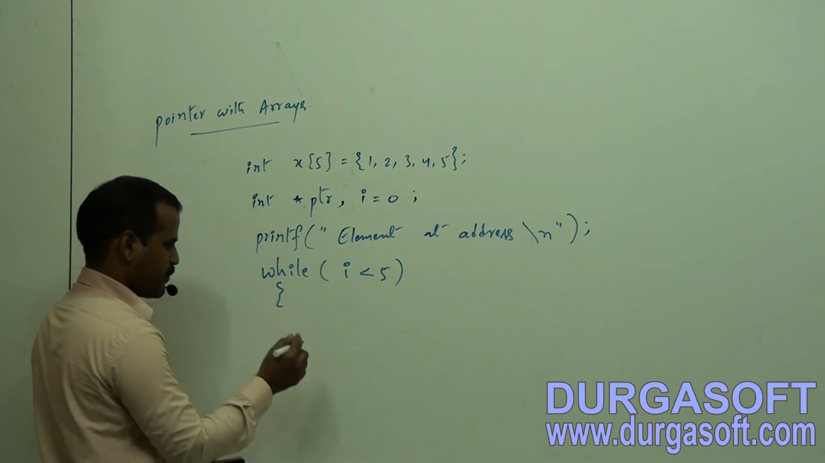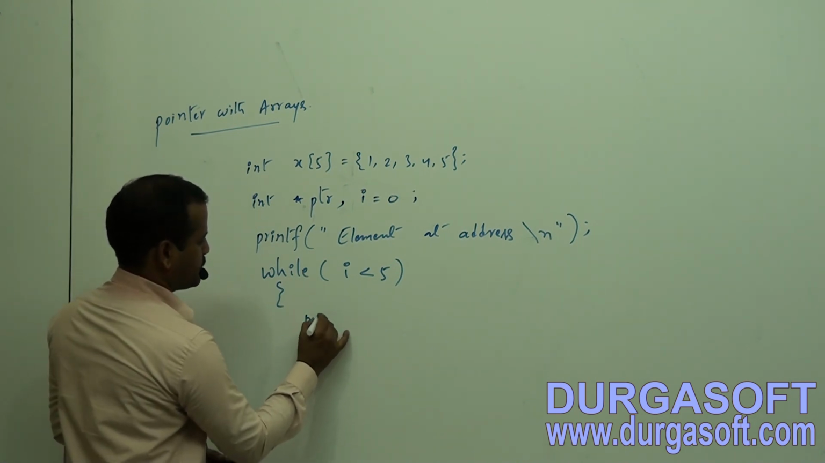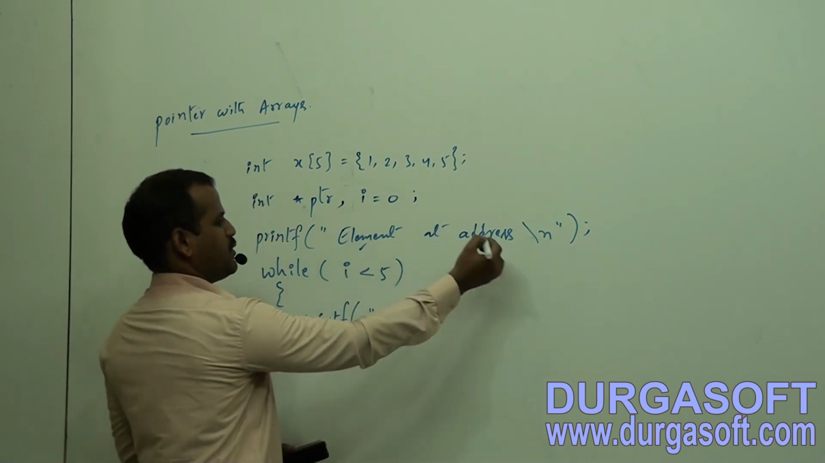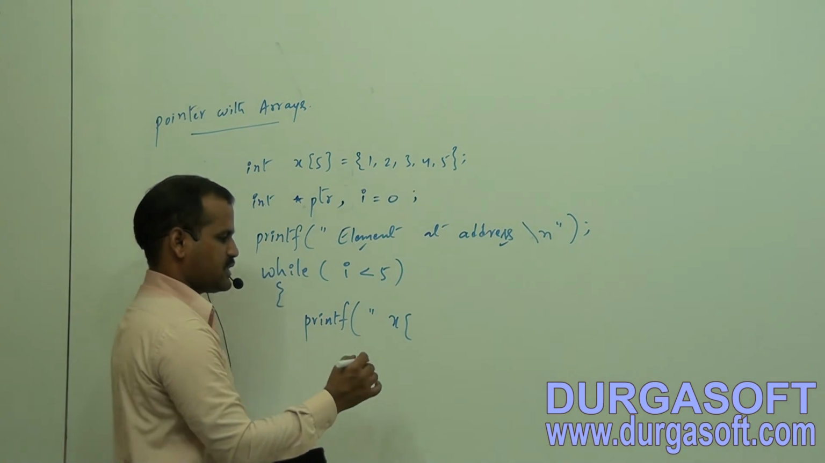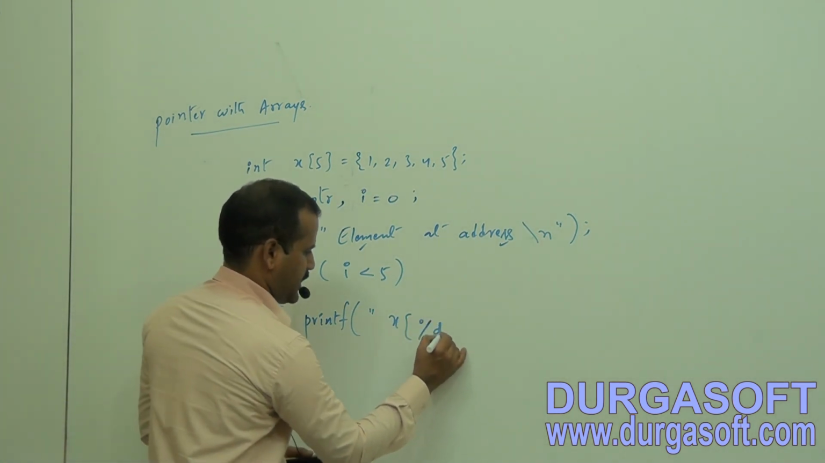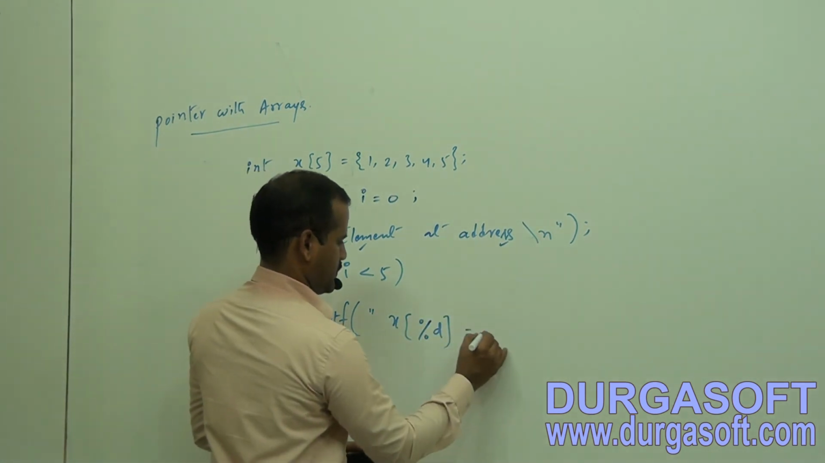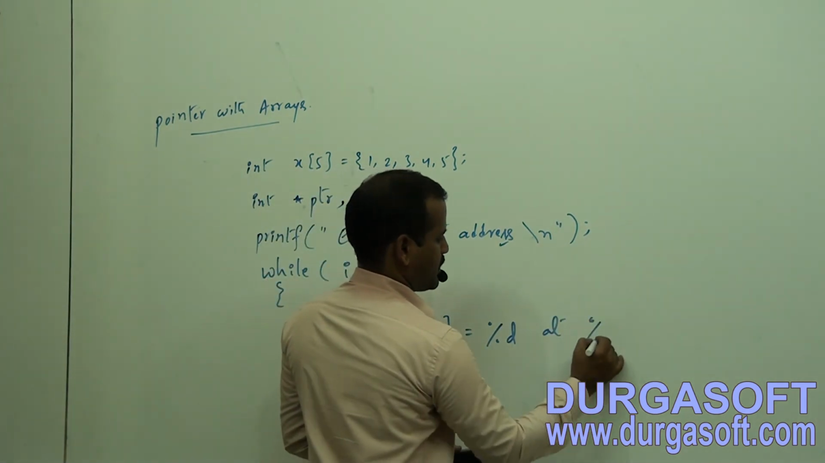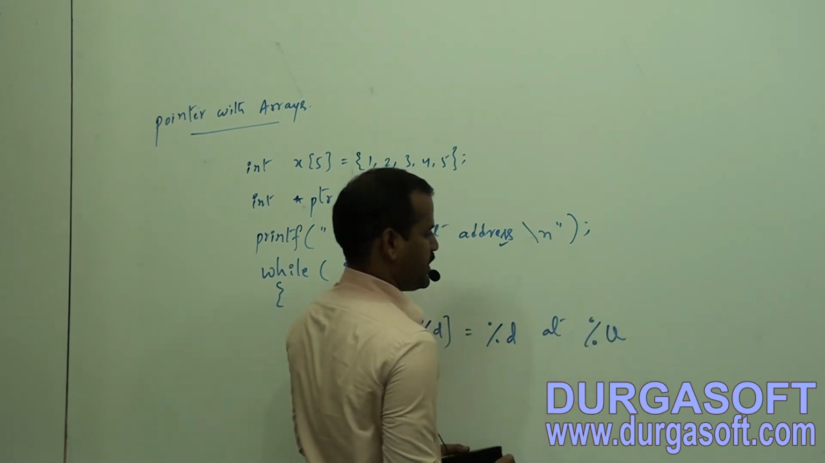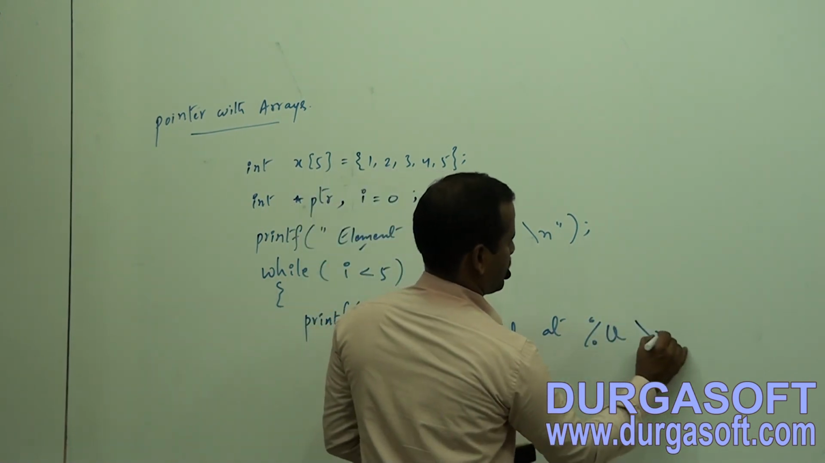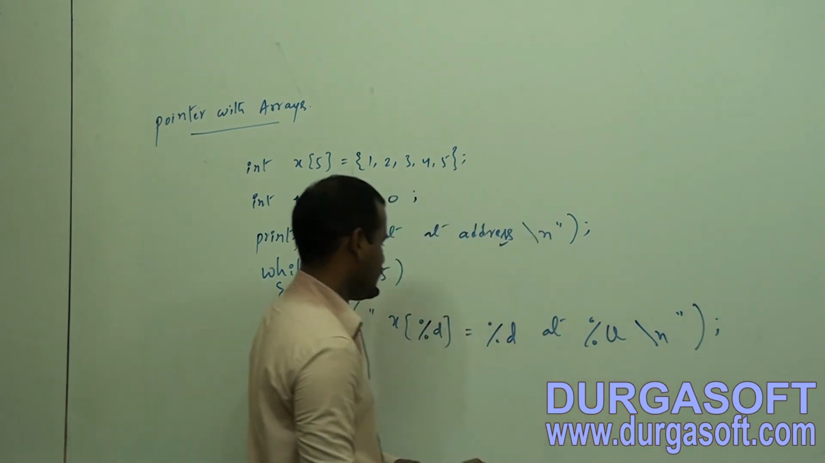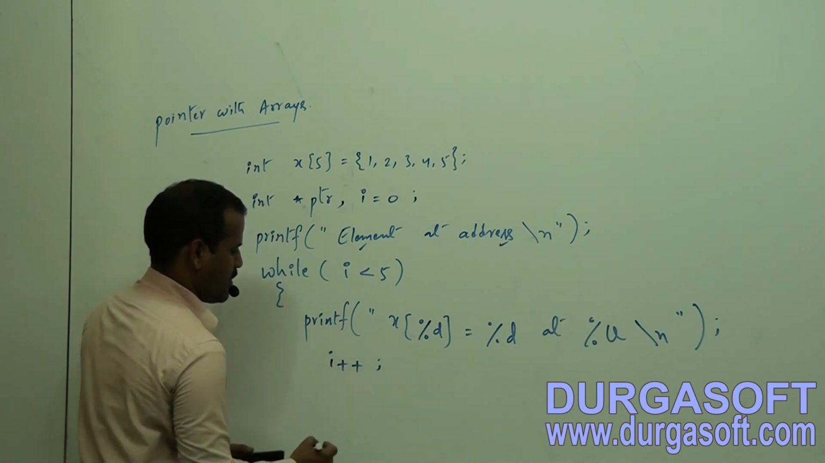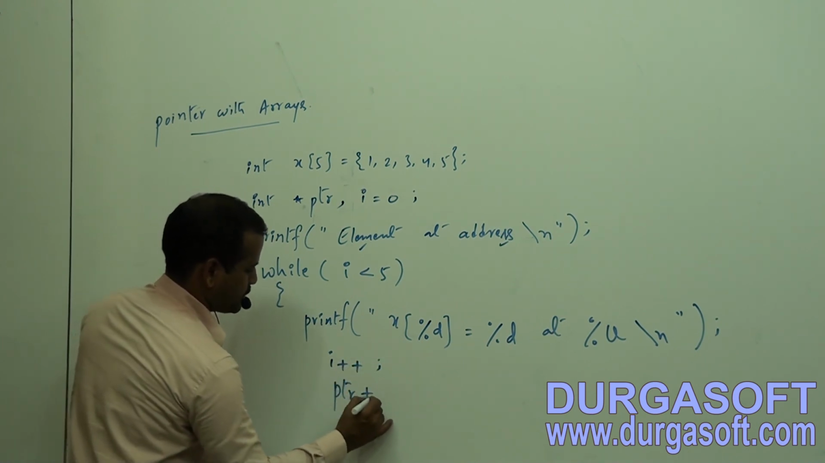Here we are taking a printf statement. We need the element value and its address value. So first let us take X of %d is equal to %d at particular address, with the address specification format %u, and after this printf statement, let us increase the I value and the pointer value.